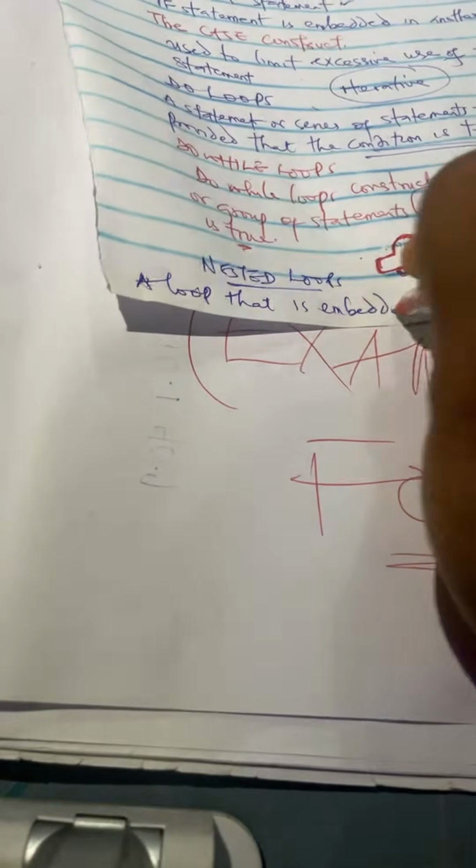Now let's look at nested loops, which is the last but not the least. So what are nested loops? Let me write it down. So when we say nested loops, what do we mean? A nested loop is a loop that is embedded. Anytime you hear the word nested, know that it has to do with embedding. A loop that is embedded in another loop.